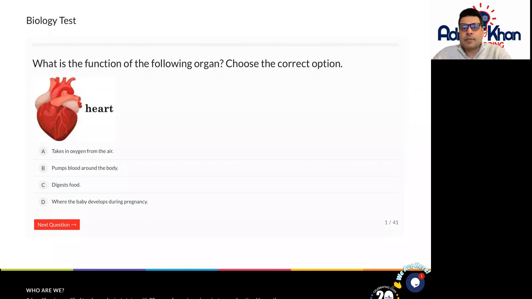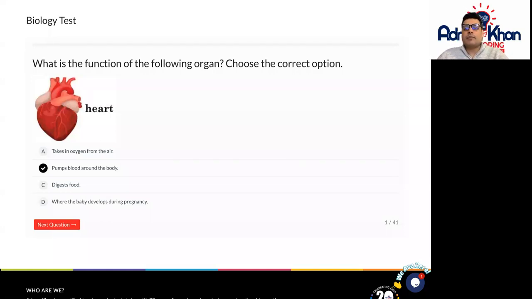So in this first particular question, what is the function of the following organ? So we can see that the organ in front of us is a heart. Now, what does the heart actually do? The heart helps us pump blood around the body. So in this case, the answer is going to be option B.